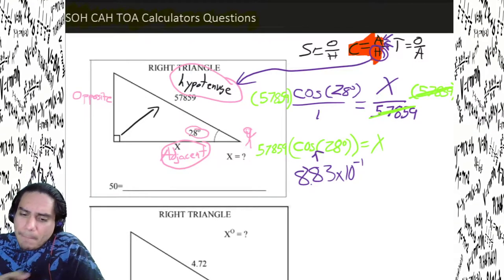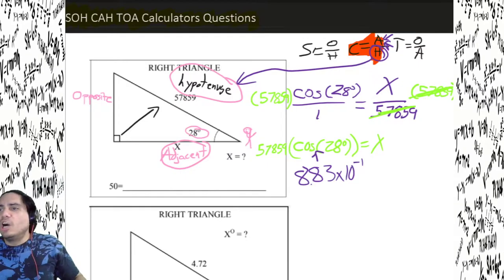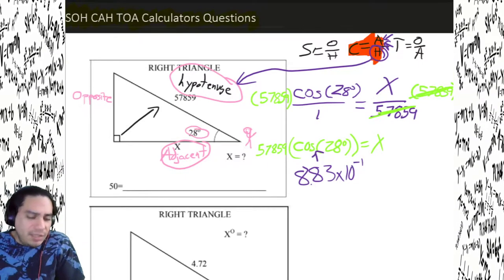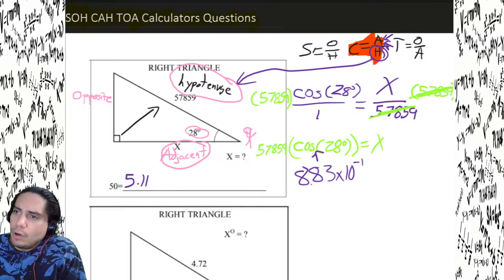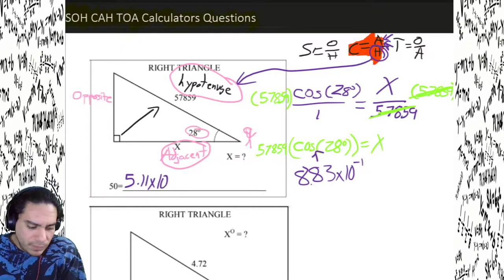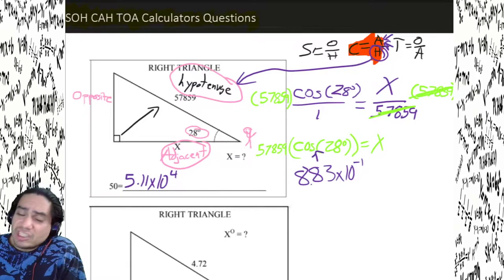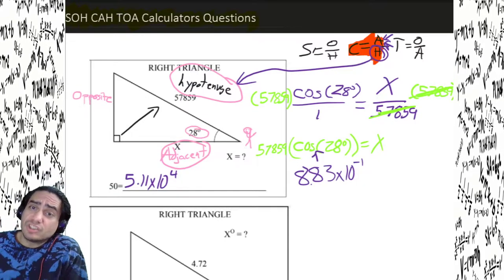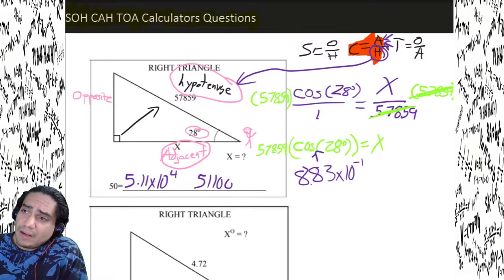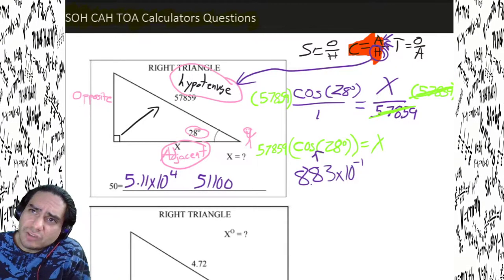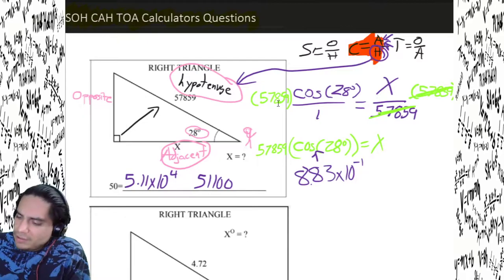We hit multiply, and we call it a day. That's it, that's all it is. We got ourselves our answer. Our answer is going to be 5.11 times 10 to the fourth power. We just did some geometry stuff right here, some trigonometric ratios. That's all it is. If you want to write it in standard form, we have 51,100. That's all there is to it.